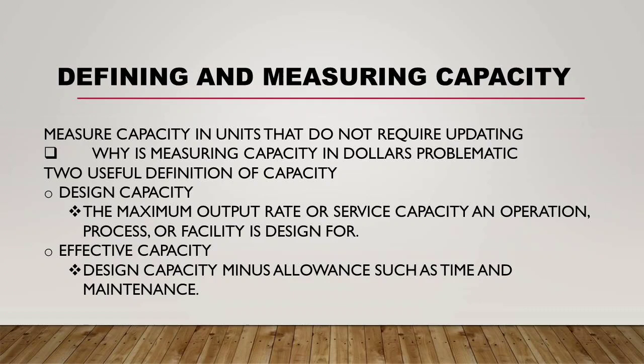So if it can produce a thousand cookies in one day, and if we push through more than that, we cannot say that the machine will be working the other day because it is being pushed through the limit. Next one is the effective capacity, or design capacity minus allowances such as time and maintenance. So this is the more realistic way of using the machines.